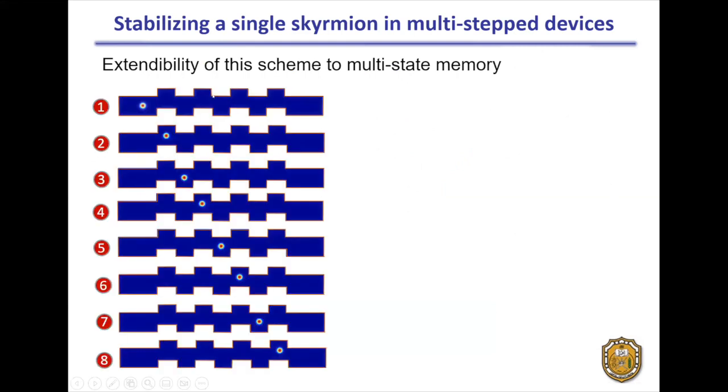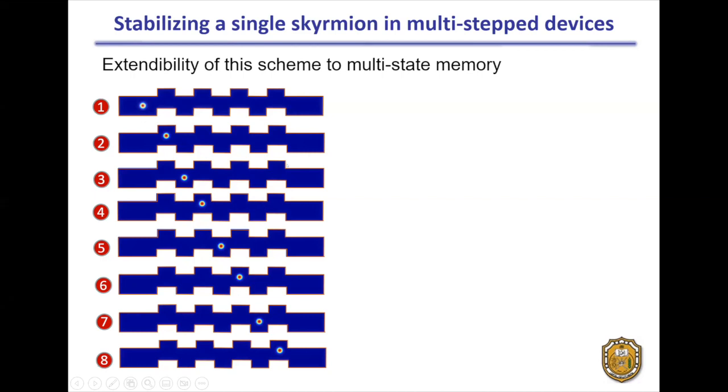Now we try to extend this scheme to multi-state. And actually, when I was looking at neurons, you know, they have synapses, they have neurons, and they also have what we call the axon. And the axon is the path between the synapses and the neuron. And this one has a very funny shape. We try to imitate this kind of design. And you can see the kind of teeth here, or steps. We try to see whether we can stabilize the skyrmion at different positions. We can create a kind of multi-state device.